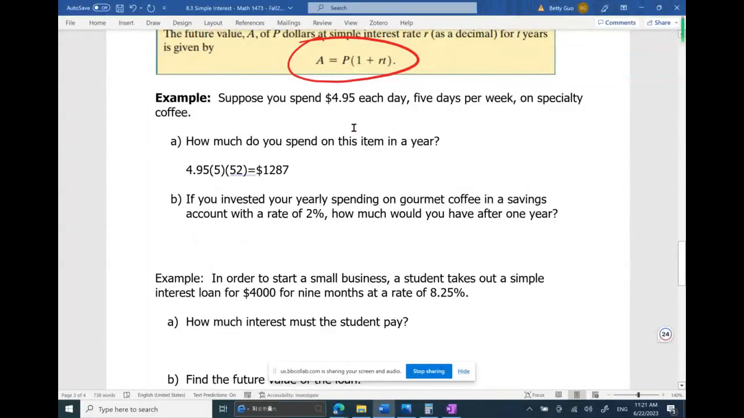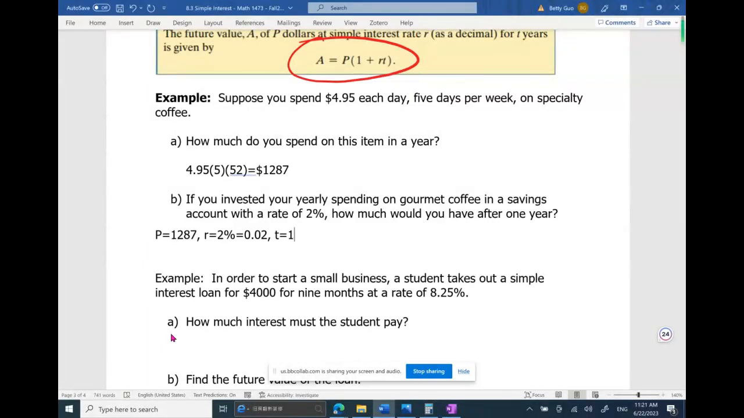Part B. If you invested your yearly spending on gourmet coffee in a savings account with a rate of 2%, how much would you have after 1 year? Okay, so we are looking for the interest, right? The principal is $1,287. Annual interest rate is given, 2%. As a decimal it is 0.02. Time in years, after 1 year, it is 1, right?